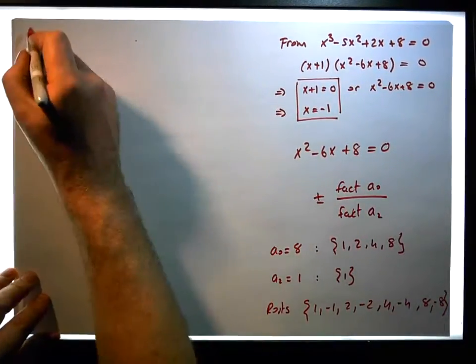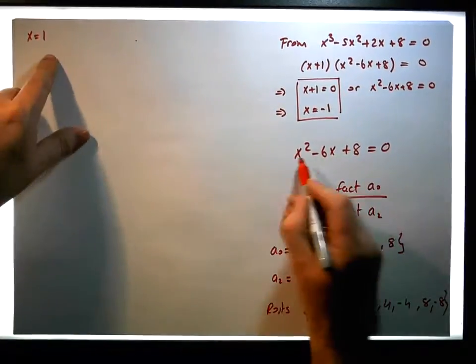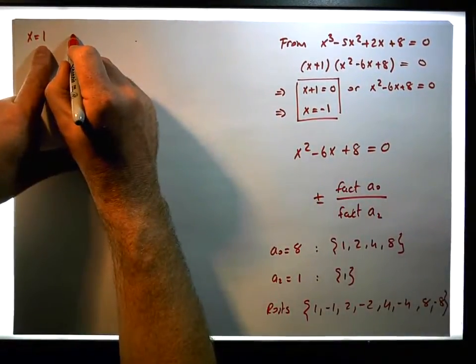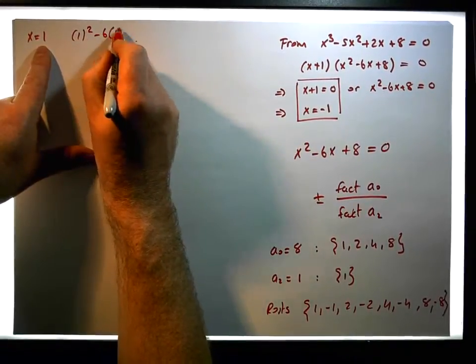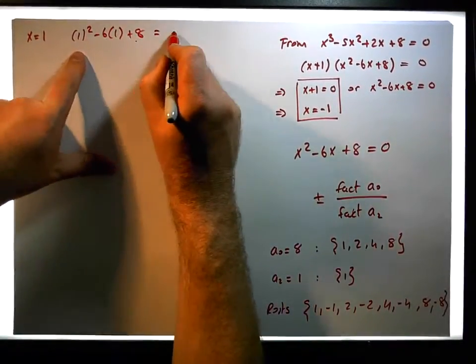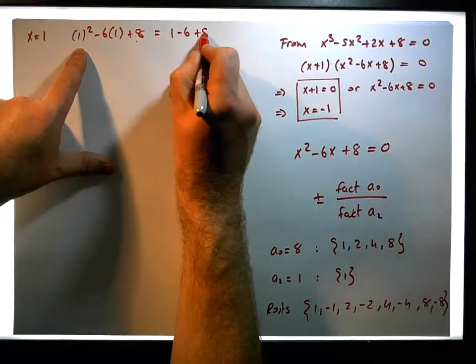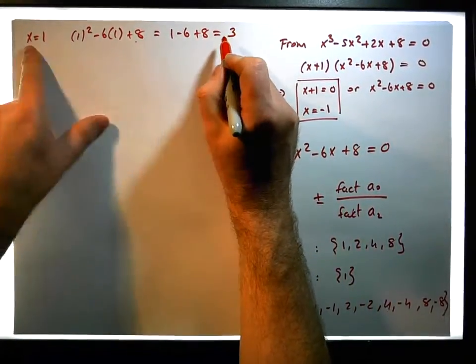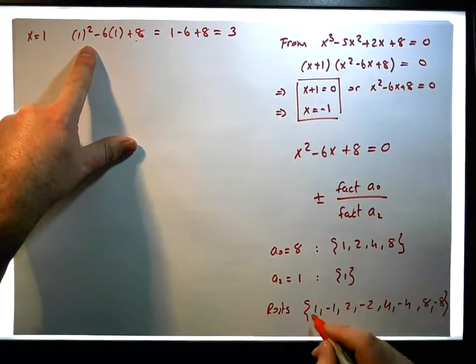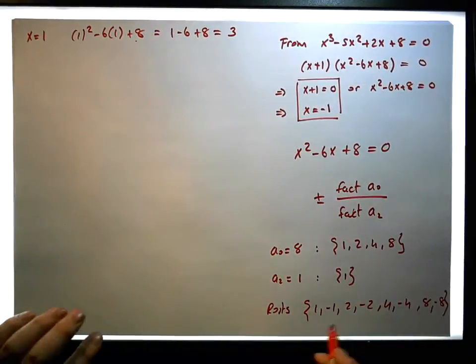And just to be exhaustive here, we start off with all the roots. So we start off with x is equal to 1, and see whether that's a solution of this. What would that mean? That would mean that 1 squared minus 6 times 1 plus 8, which is equal to 1 minus 6 plus 8, which is equal to 3. So 1 isn't a root of that. So we can ignore 1.